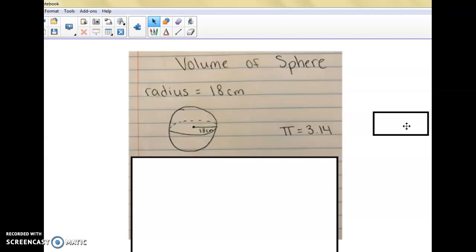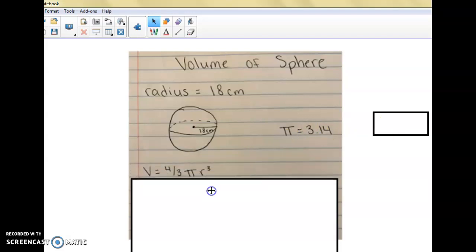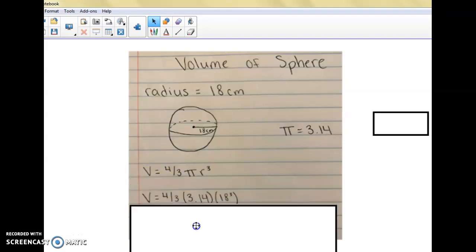So to attack a question like this, you are going to have to use the volume of a sphere formula, which is volume equals 4/3 times pi times r cubed. Okay, so now we can plug in everything that we know. We are leaving v, because that is what we are solving for. We're solving for volume, so v equals 4/3 times 3.14 for pi times 18 cubed.